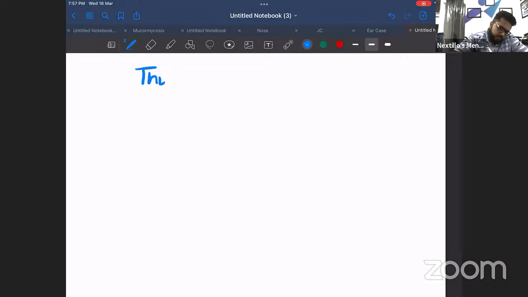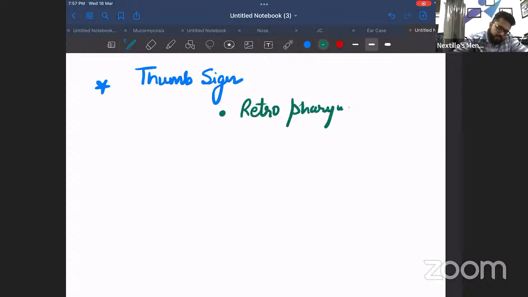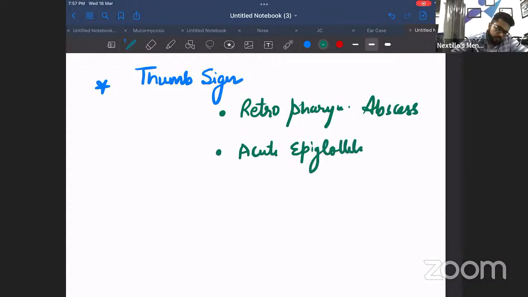Thumb sign. Thumb sign is seen in which of the following? Retropharyngeal abscess, acute epiglottitis, pharyngeal abscess, Ludwig's angina.